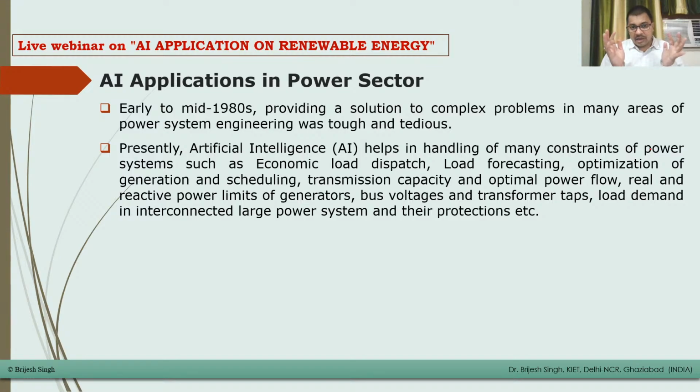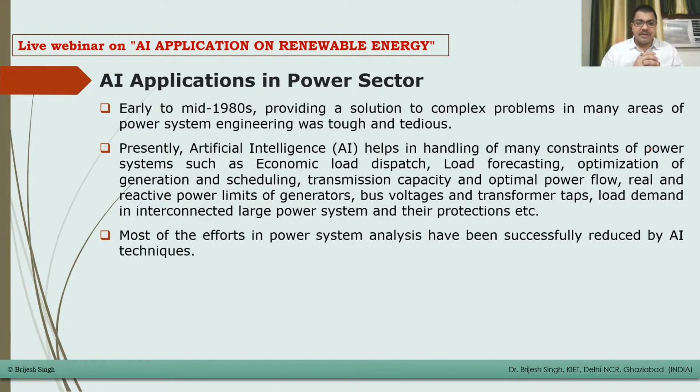Now, artificial intelligence has a lot of solution techniques by which we can easily solve these problems and get the optimal solution. Most of the effort in power system analysis has been successfully reduced by AI techniques. If you go through the research available from the 90s and the last two decades, a number of researches are based on such complex problems and the use of artificial intelligence to solve them.